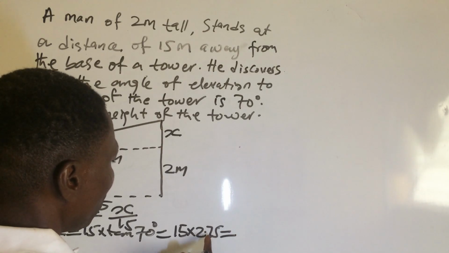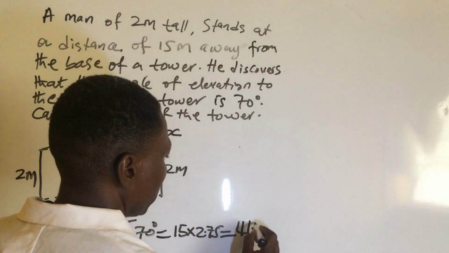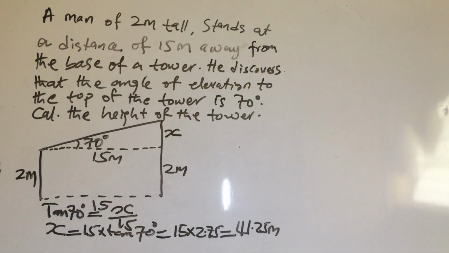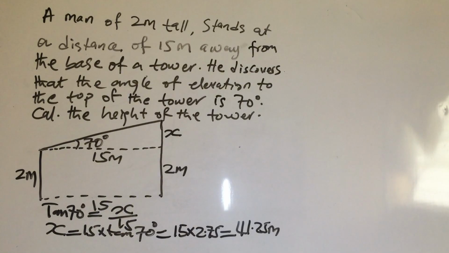When we multiply out, 15 times 2.75 will give us what? 41.25 meters. So x is 41.25 meters, okay? Now let us add it to the 2 meters to know the height of the tower.